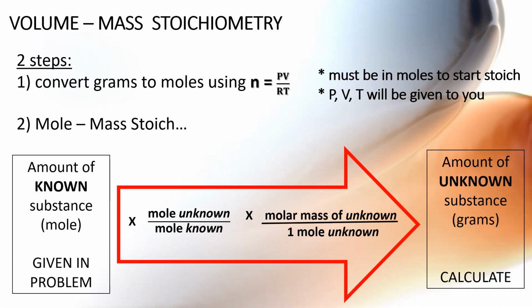You take that number times your mole ratio, unknown over known. That comes with the balanced equation coefficients. Then you multiply by the molar mass of the unknown. And then you get your unknown substance in grams. So that arrow step is pretty much the same as the stoichiometry that you did before. Now you just have to go from volume to moles first.